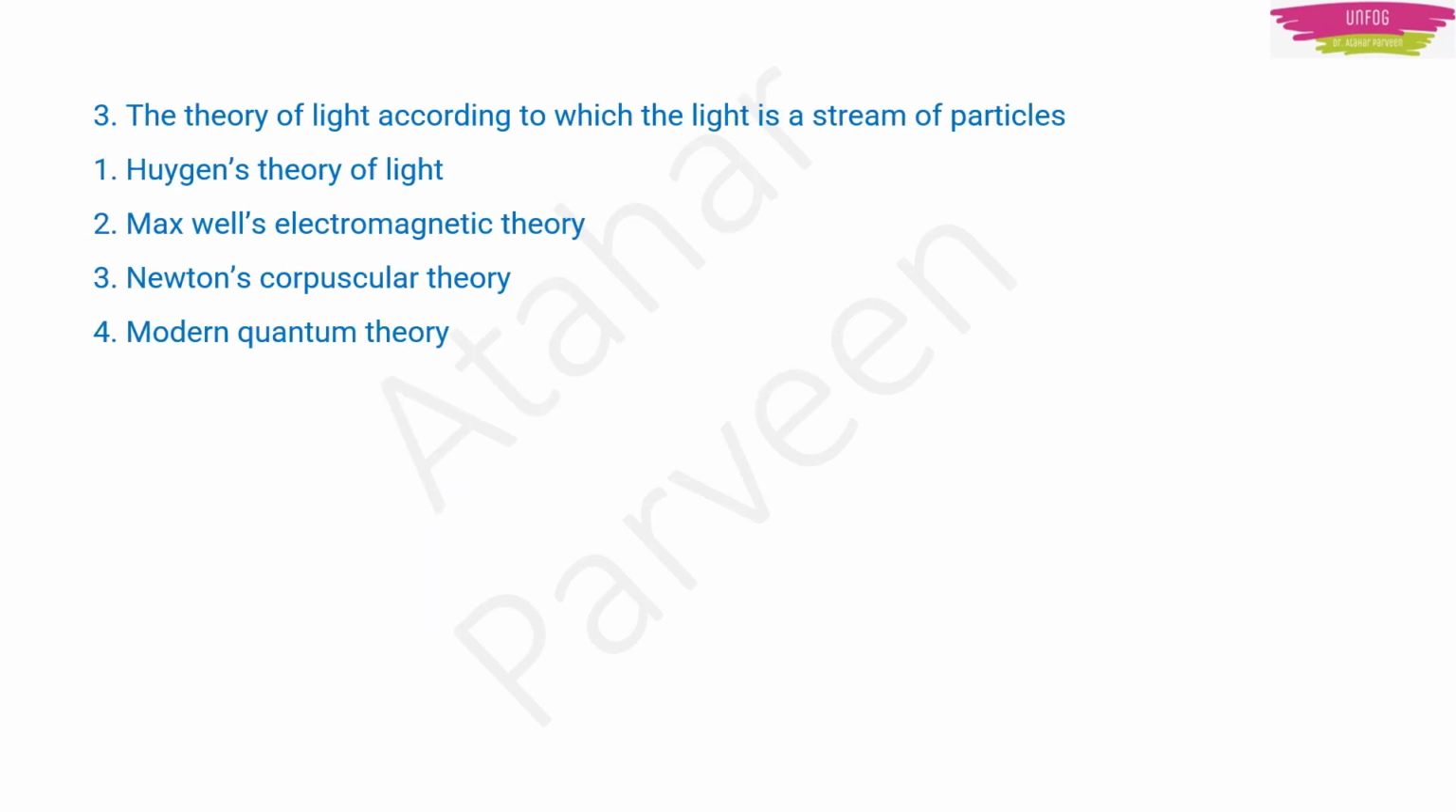Next question. The theory of light, according to which light is a stream of particles. They have given 4 theories of light. Which is the theory of light which says that light is a stream of particles? Of course, it is Newton's corpuscular theory.